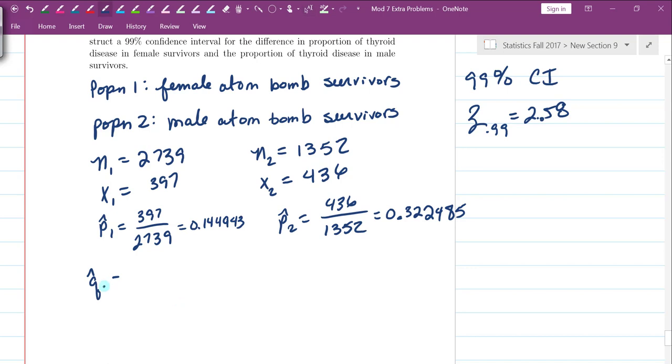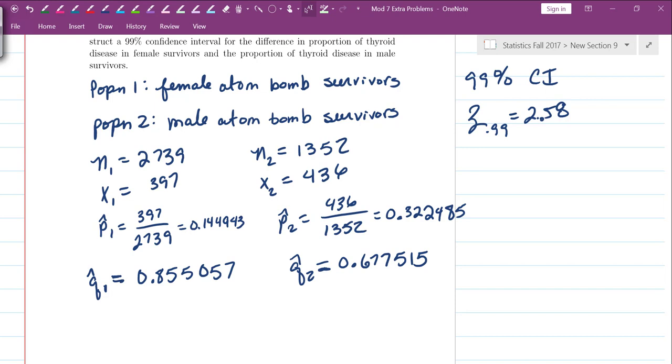Alrighty, and then q hat 1 is equal to 1 minus 0.144943, which is equal to 0.855057, and q hat 2 is going to be equal to 1 minus 0.322485, and that is equal to 0.677515.